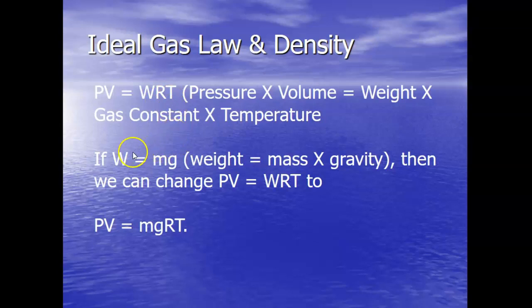Well, we know that weight equals mass times gravity. So we can change the W in PV equals WRT to mass times gravity to get PV equals mass times gravity times the gas constant times temperature.